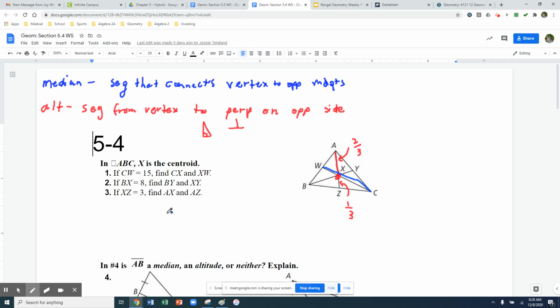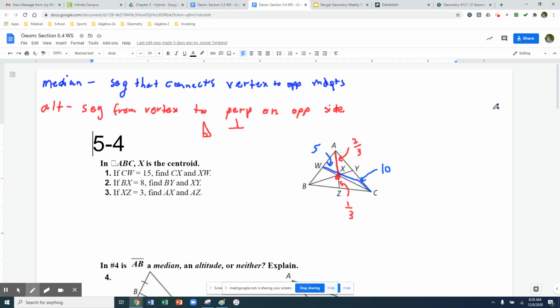Now the CW is split into a 2/3, 1/3 share. So if you split CW into thirds, you have sections of 5. If 2 of those 5s are going right here, that means that CX is going to be 10. And then XW is going to be 5. And another thing you'll notice is that the 2/3 share is always going to be exactly double the 1/3 share. So your 10 and your 5 are going to represent the CX segment and then the XW segment. So it says find CX, XW, that's going to be 10 and 5.